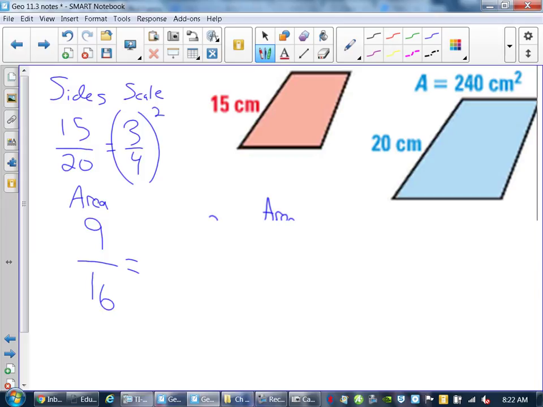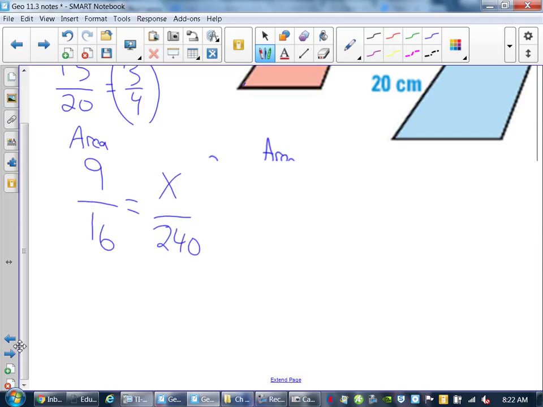I need to find the red, which is in my numerator, and I know my, oh, sorry, I looked at the wrong number. This is 240 down here. I know that one, which means I cross multiply and solve. So when I cross multiply that out, we're going to get 16x equals 2160. Yep.